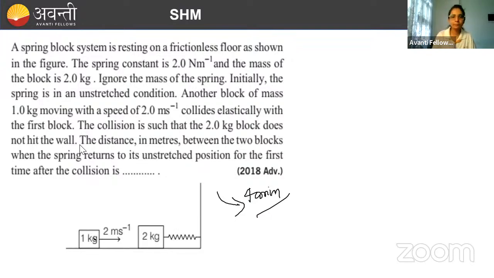चलो ठीक है. You must have tried now. I gave you some more than 5 minutes. So let's see now. A spring block system is resting on a frictionless floor as shown.